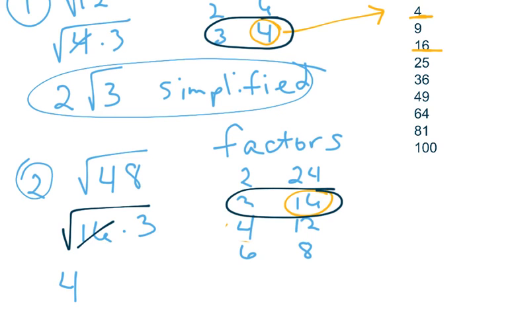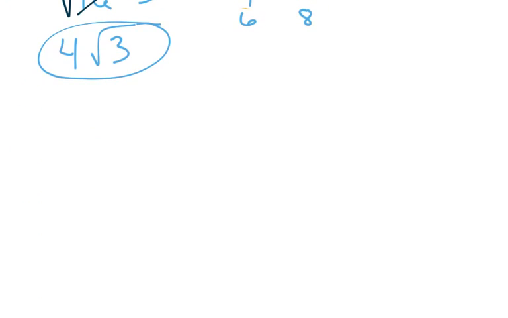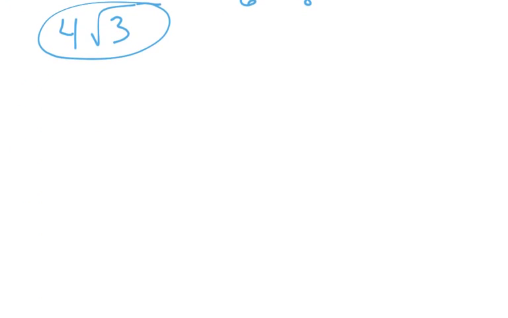So I'm going to cross out the 16. I've taken care of it. What is left under the square root sign? It's a 3. That's all that's left, and that cannot be simplified anymore, so this is my final answer. Okay, let's do another one. Actually, you guys try this one.